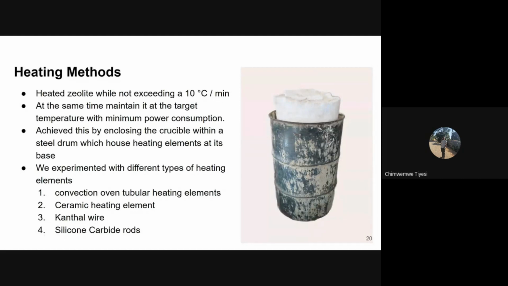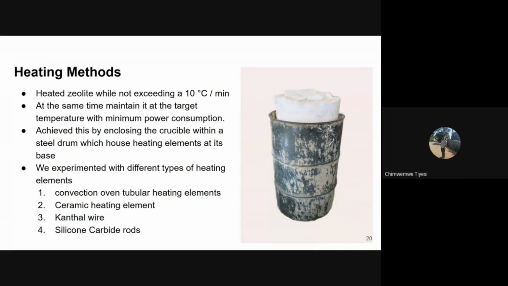To achieve this, we enclosed the crucible within a steel drum, roughly 94 centimeters tall and 38 centimeters in diameter. We installed an electric heating element at the base of this drum. You can see in the picture there, they're covered by some white stuff. I'll explain what it is. Inside that is a drum that houses the heating elements and also where we put the crucible.